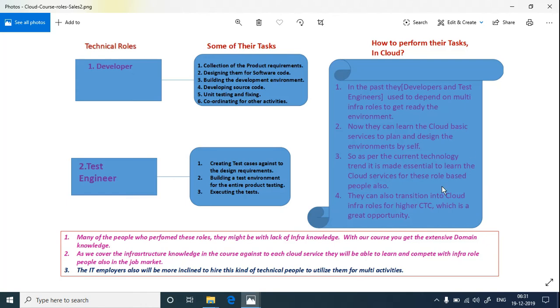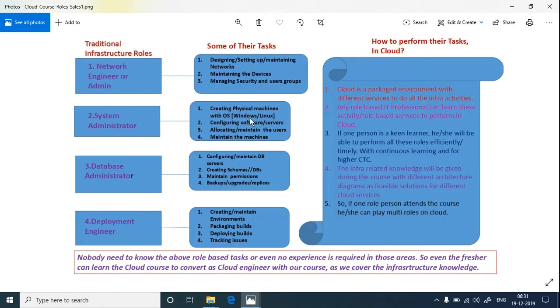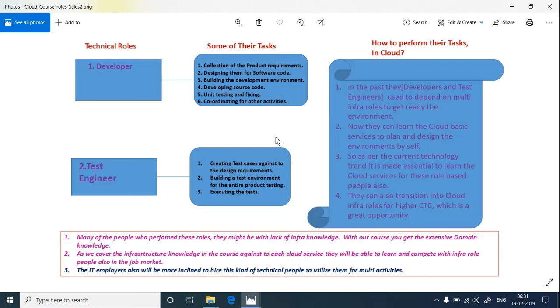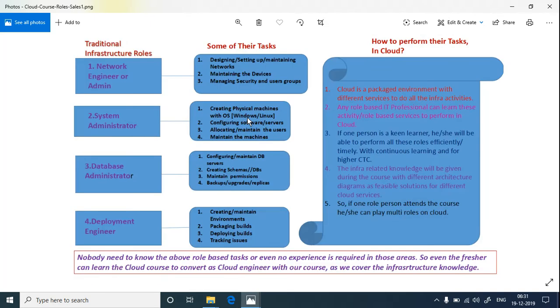So this lets them move into higher CTC because the technology is demanding this kind of combined skills. In such a case, what happens? The developer can do all the previous activities, whatever these four role people used to do in the traditional manner. The test engineer also can do it, except development. So if either of these two learns cloud technology, they are supposed to do those tasks also in small-sized organizations. The same way, the cloud engineer is supposed to do all these tasks using the cloud services.